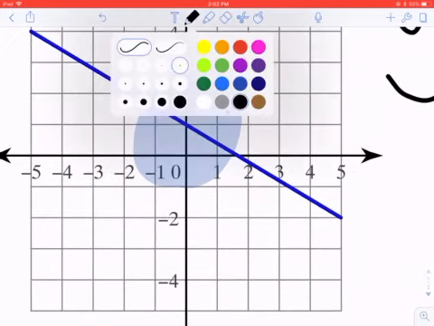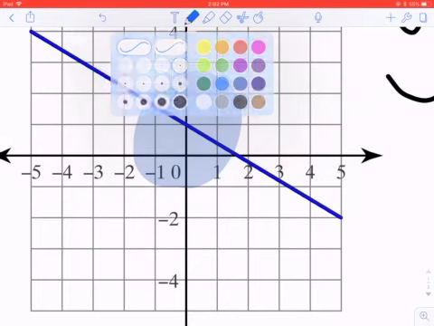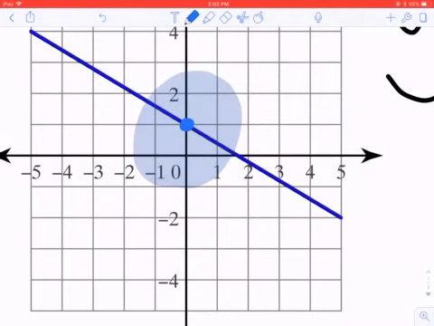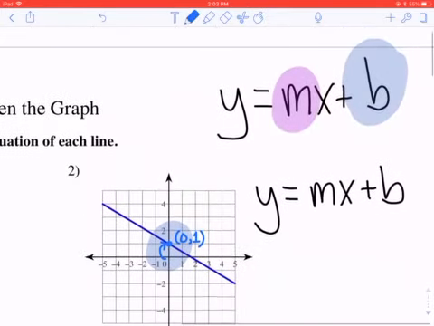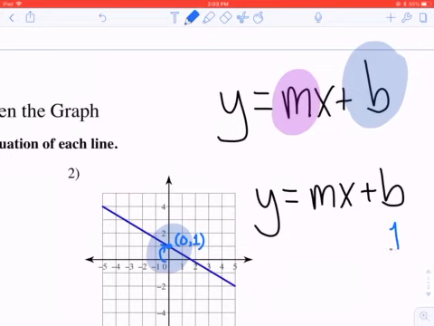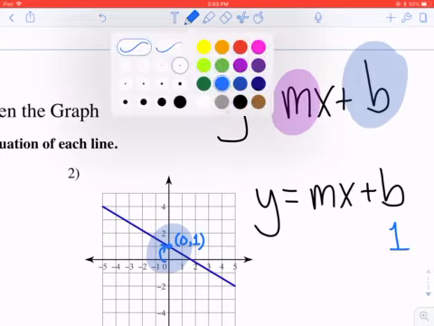If I write the coordinates for this point, let's see. On the x-axis, it represents 0. And the y-axis, I go up 1 to get there. So my y-intercept here would be positive 1. So I'm going to fill in positive 1. Now, the trick here is I got to fill in the slope next.